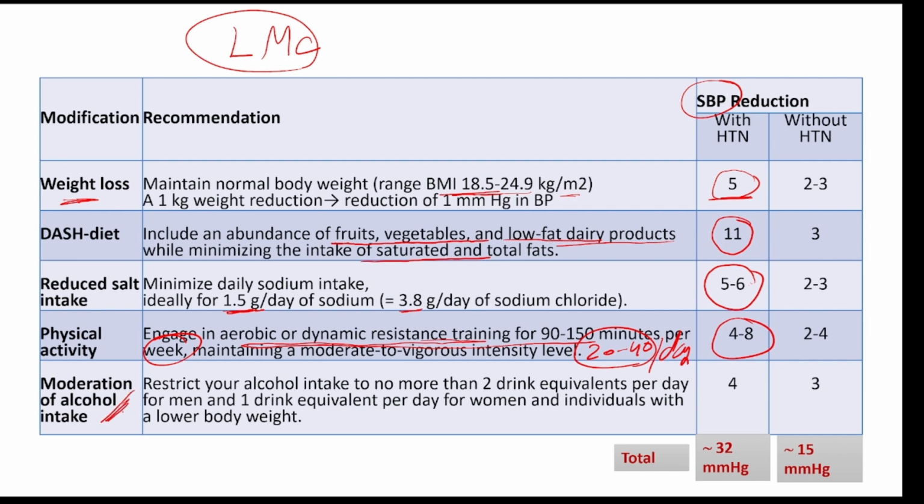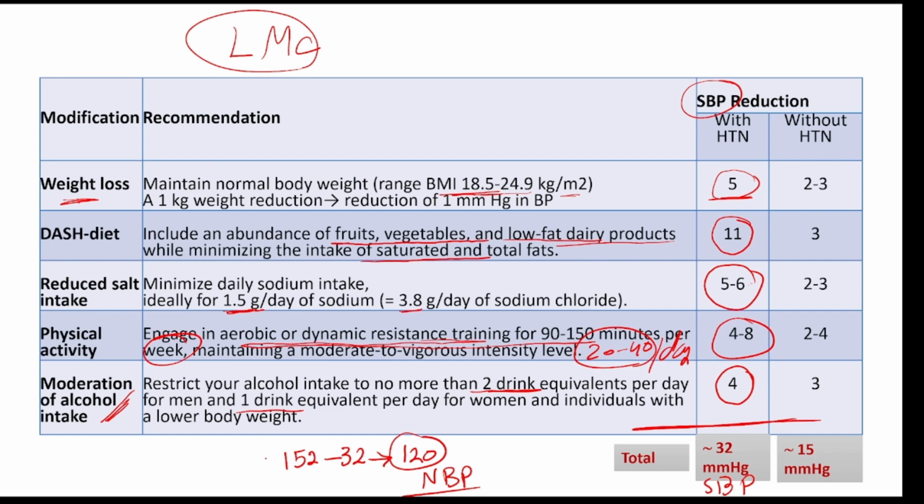Limit alcohol intake, 2 drinks for men and 1 drink for women. This will reduce blood pressure by 4. We try to calculate all these points. If the patient follows all these, the patient's systolic blood pressure will decrease 32 points. So if the patient comes to the clinic and his or her blood pressure is like 152 minus 32, the blood pressure will become 120. This is normal blood pressure.